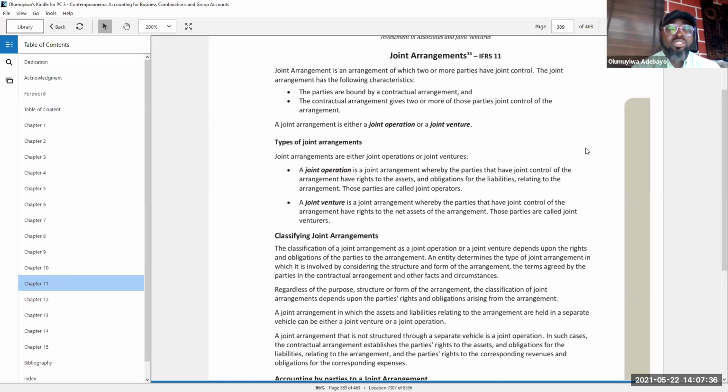The shell is more or less like the abode or the home that shelters what kind of activity goes on within the joint arrangement. If a joint arrangement does not necessarily create a separate entity to manage such an arrangement, such may be considered as a joint operation. Otherwise, it will be considered as a joint venture.